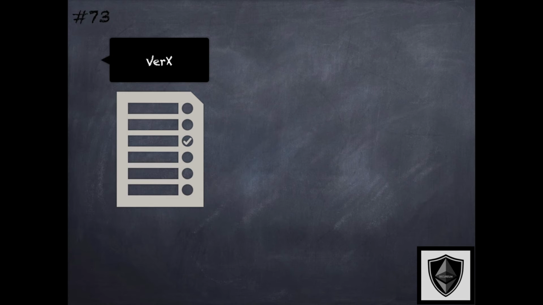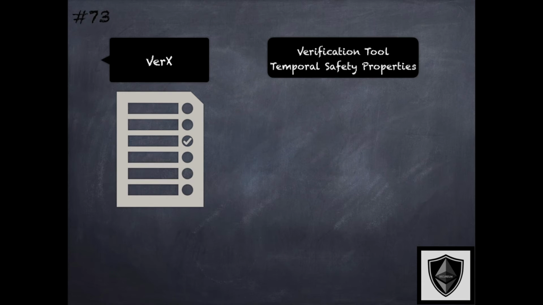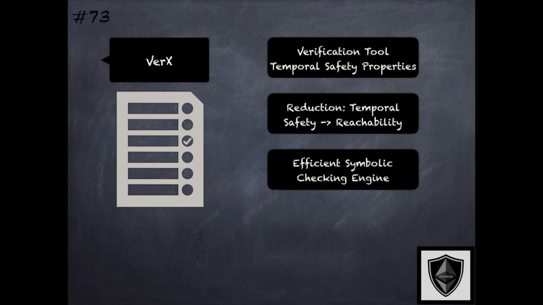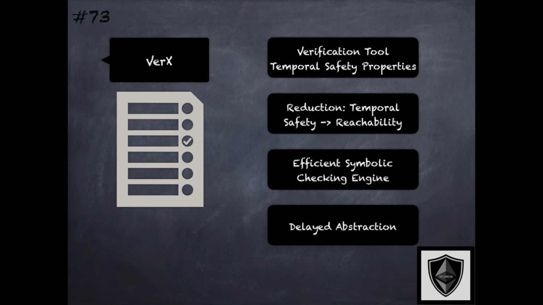Verx is a formal verification tool, again from the Chain Security team, that can automatically prove temporal safety properties of Ethereum smart contracts. The verifier is based on a combination of three ideas. One, reduction of temporal safety verification to reachability checking. Two, a symbolic execution engine used to compute precise symbolic states within a transaction. And three, the concept of delayed abstraction, which approximates symbolic states at the end of transactions into abstract states.